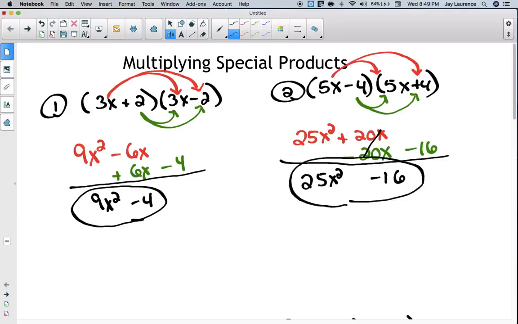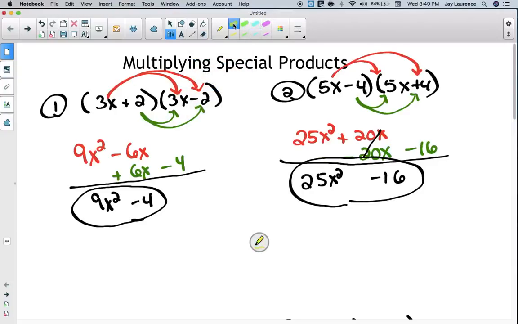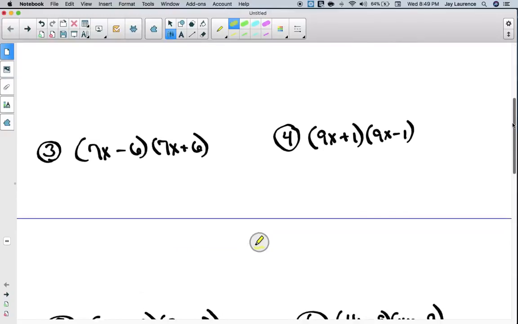Hey, I just noted something else. Let me get a highlighter out here. What kind of number is 9x squared? It's a perfect square. And so is 4. And look, 16 is a perfect square. And then 25x squared is also a perfect square. So in each case, I got a binomial, a perfect square minus a perfect square. What do you think is going to happen on problem number 3?